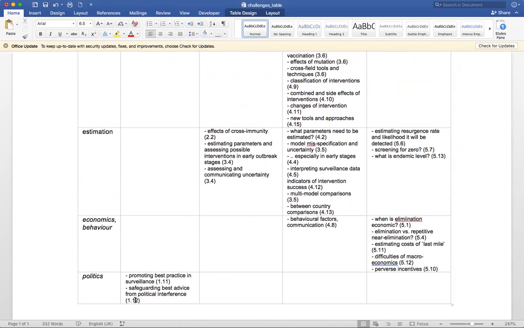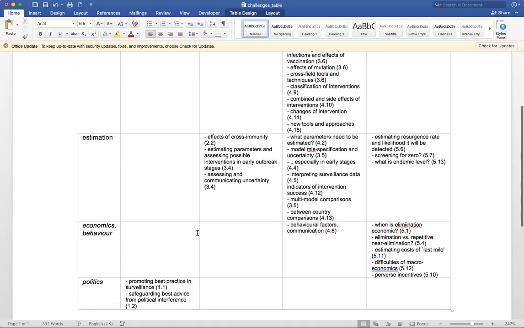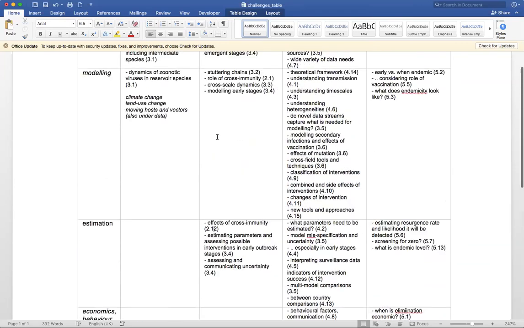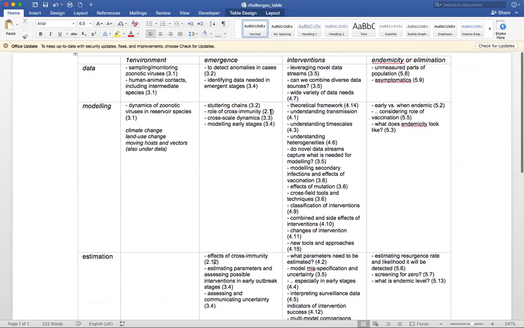Right, okay, let's leave those. So it's more the cross immunity stuff that should be changed to 2.12 and 2.11. Okay, now you're allowed. So climate change can now be labeled 2.1. Land use change can be labeled 2.2, etc. Okay, moving hosts and vectors, 2.3.